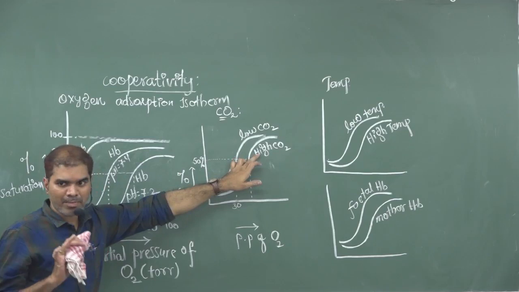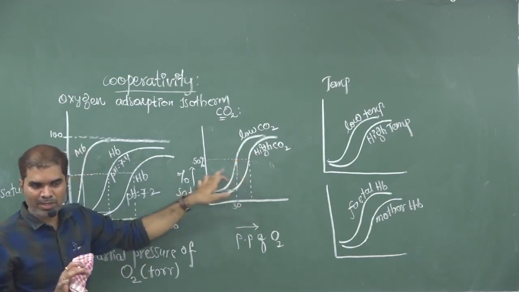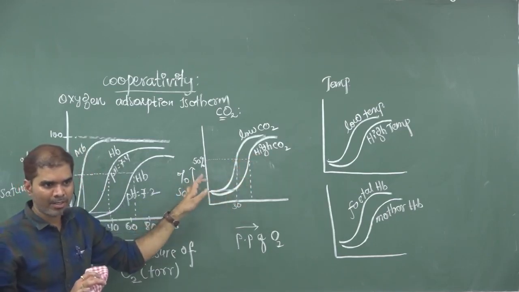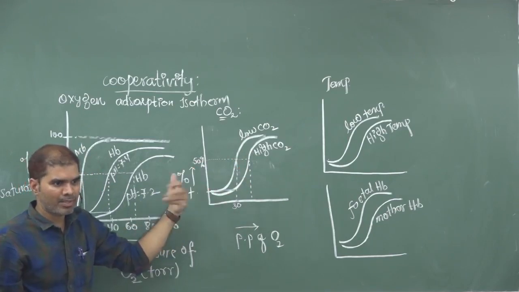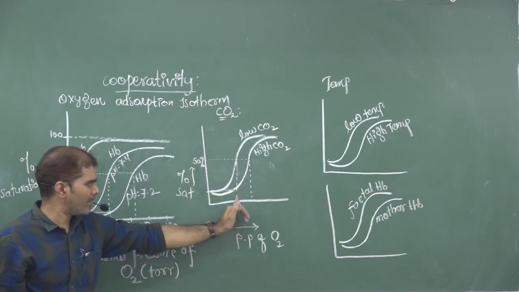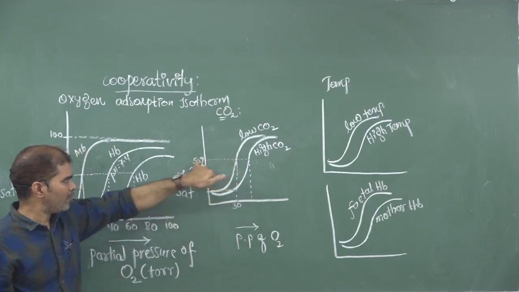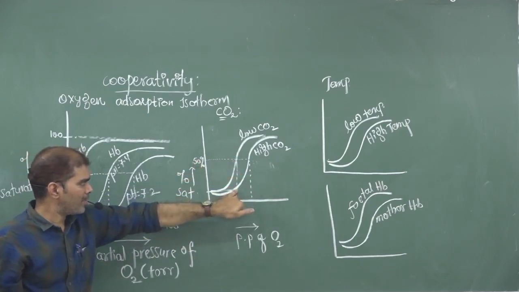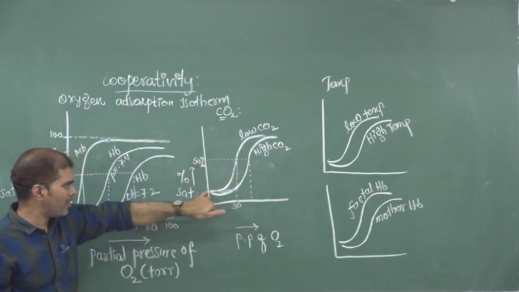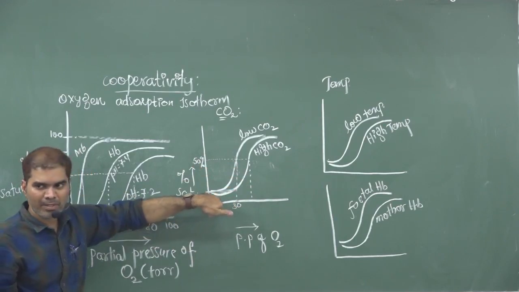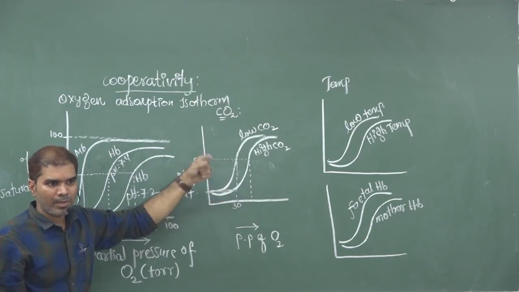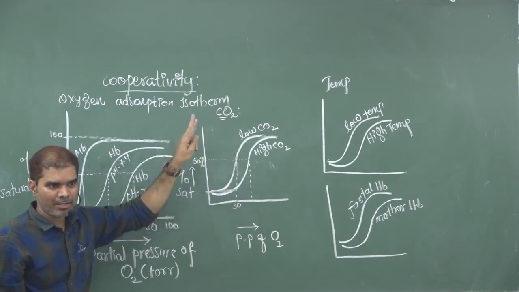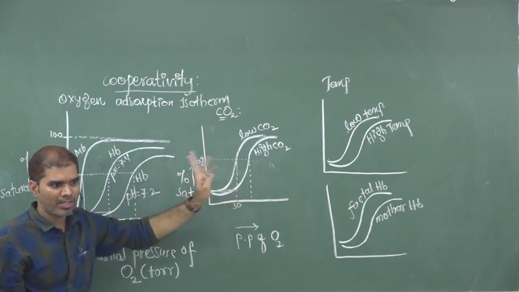Whenever carbon dioxide percentage is high, hemoglobin will lose its oxygen binding capability. How much is it losing? More than half. At 30 partial pressure, if this is 50, at that same partial pressure, if carbon dioxide concentration is high, it is not even 20, not even half. So conclusion: low carbon dioxide, high saturation. High carbon dioxide, low saturation.